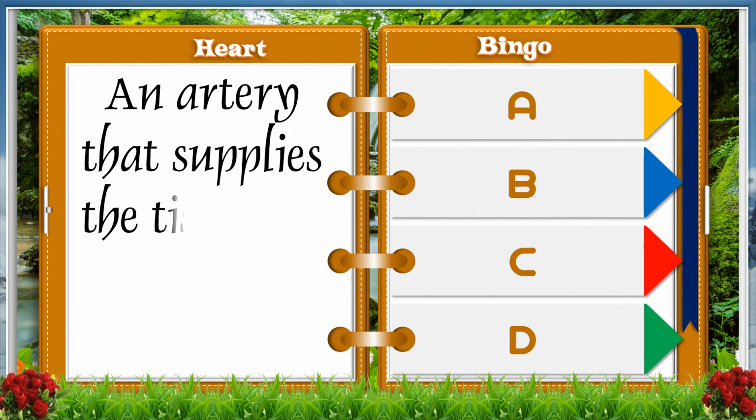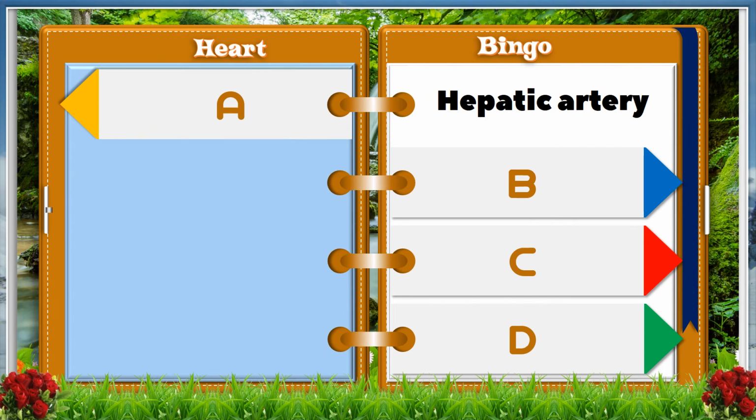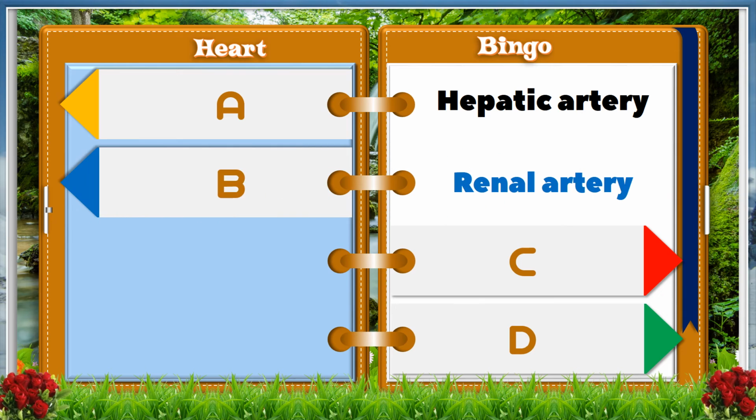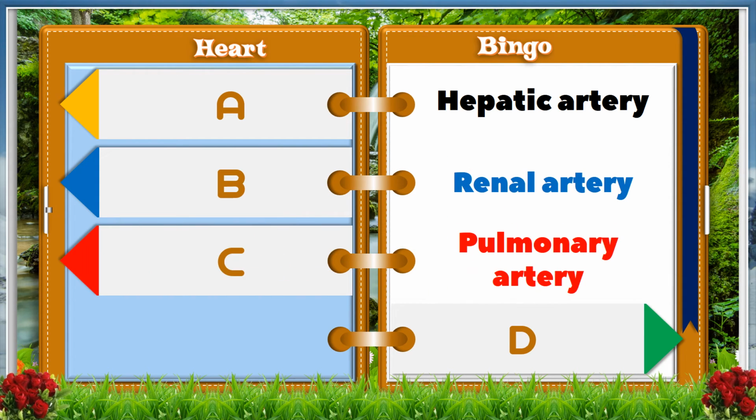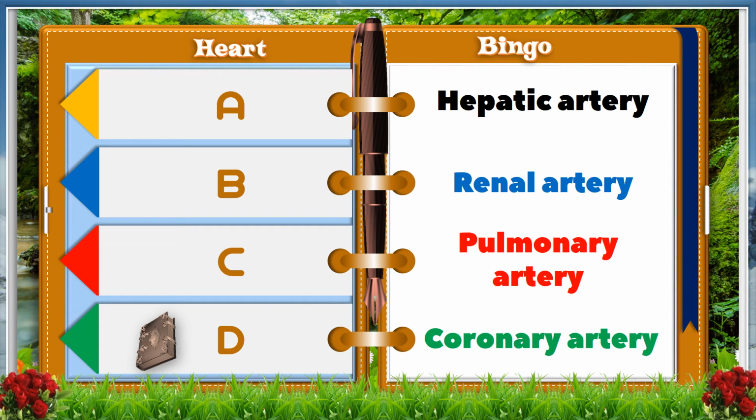An artery that supplies the tissue of the heart with blood. A. Hepatic artery. B. Renal artery. C. Pulmonary artery. D. Coronary artery. And the answer is D. Coronary artery.